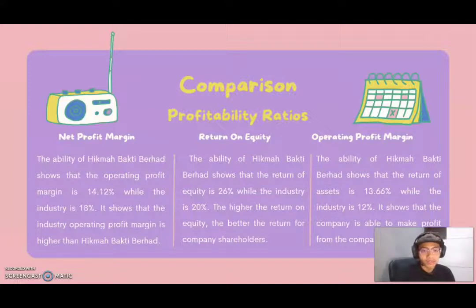So last but not least, return on asset. The return on asset of Hikmah Bati Berhad is 13.66%, while the industry is 12%. It shows that the company is able to make profit from the company investment.